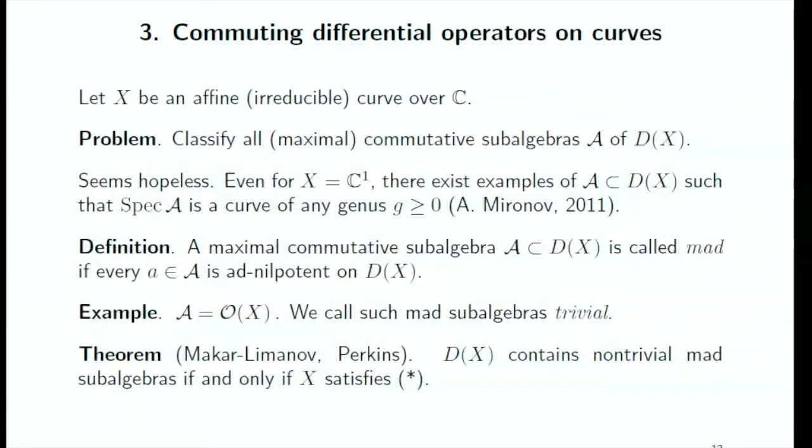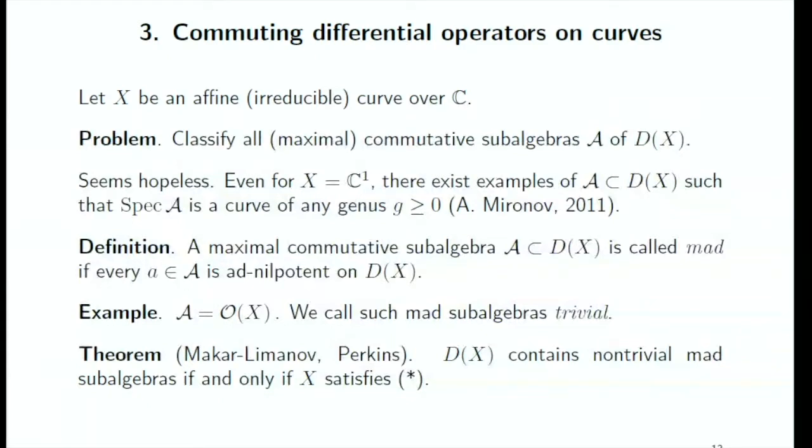So what I will do, I will consider commutative subalgebras, which we call MAD, which satisfy the following property. MAD means a maximal abelian ad-nilpotent subalgebra. Remember that the ring of differential operators on X contains the algebra of functions OX. Well, first of all, it's a maximal commutative subalgebra, and it also acts on DX ad-nilpotently. If you take sufficiently many commutators, you kill any differential operator. So I will restrict to commutative subalgebras which have this property, and I will try to classify these ones. Of course, an example is OX, and it's what we call the trivial example.